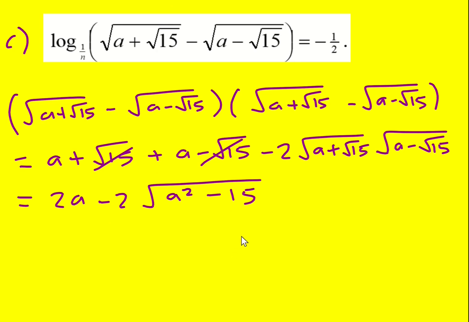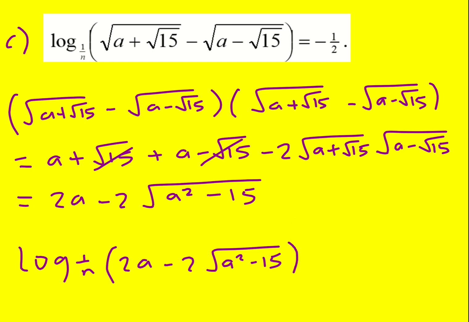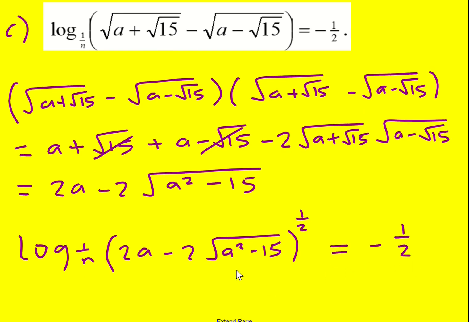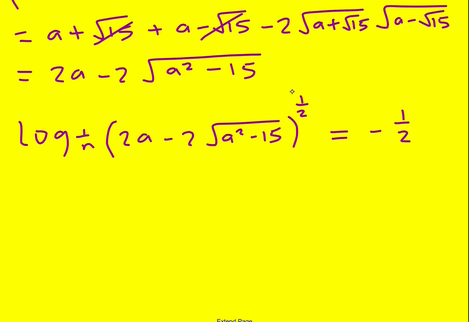So what does that mean? Well, we can write down that log base 1 over n of 2a, if I raise all of this to a half, because remember we squared it, so we have to square root it to get it back to what it actually is, is equal to minus a half. I can bring the half down, and then I can actually divide by a half.